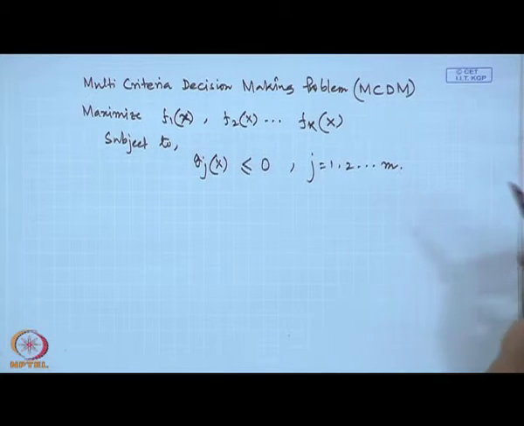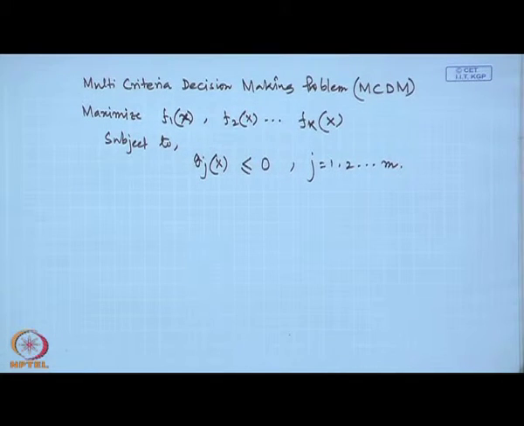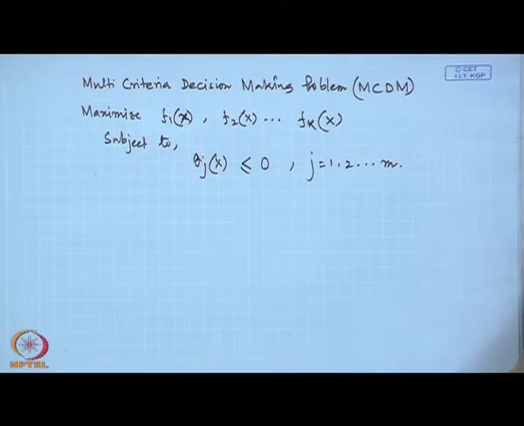Because if I want to maximize f1, and at the same time I want to maximize f2, both cannot be achieved to the fullest extent, because there is a trade-off in between. If I want to maximize f1, the f2 value will go down, and if I want to maximize f2, the f1 value will reduce. If there is a trade-off, if there is a conflict between the objective functions, how to tackle this kind of problem?